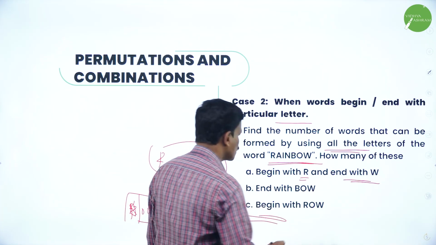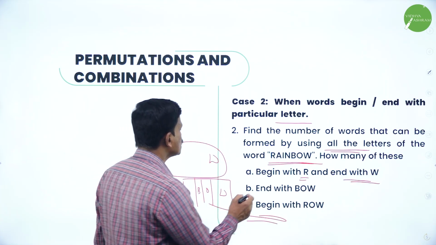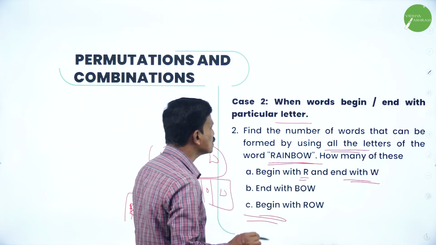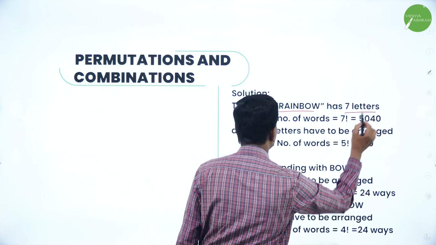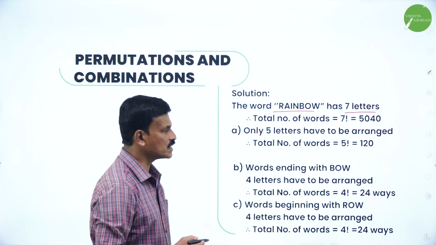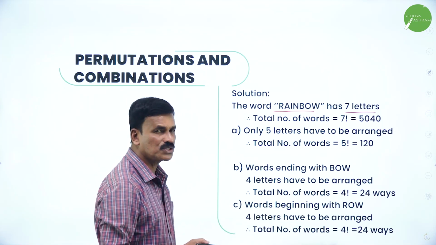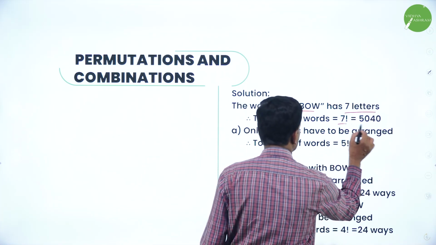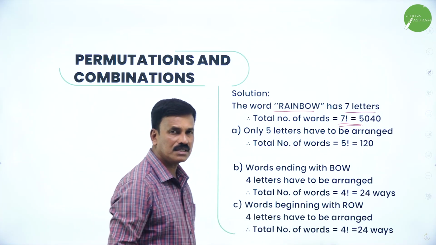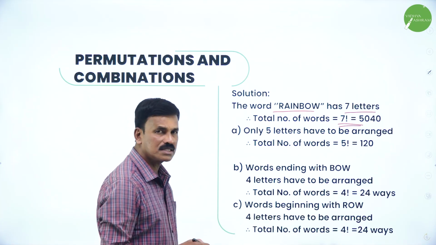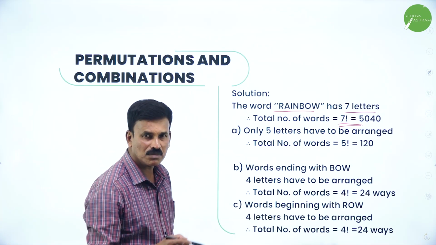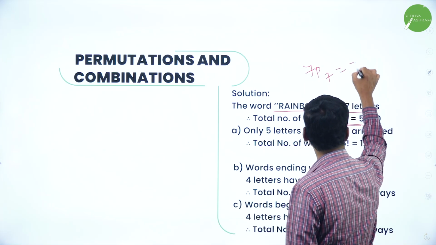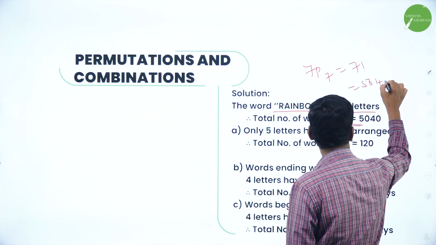So let us start. Now the word rainbow has how many letters? The word rainbow has 1, 2, 3, 4, 5, 6, 7 letters. So the word rainbow has 7 letters. So the total number of words is 7 factorial, which is equal to 5040. Write down 7 factorial. The number of arrangements of 7 letters is 7P7, that is nothing but 7 factorial, equal to 5040.